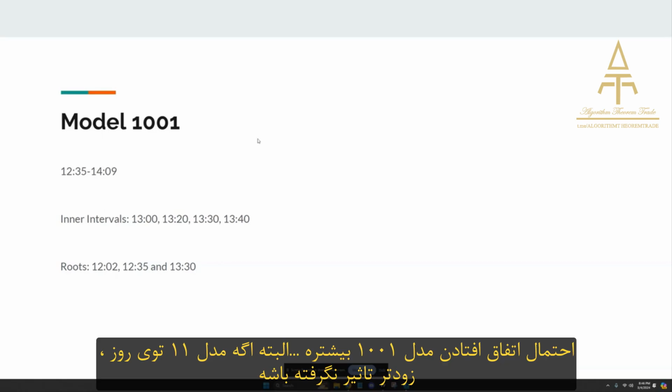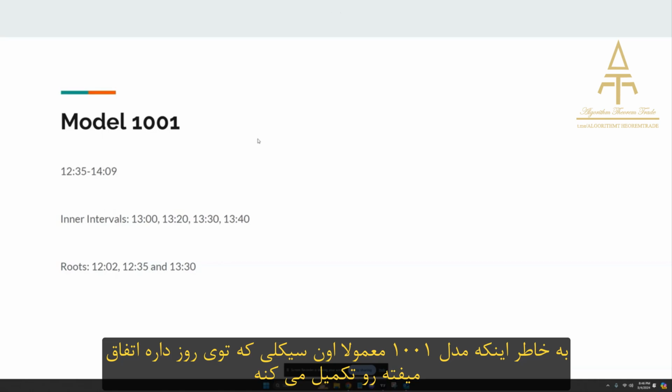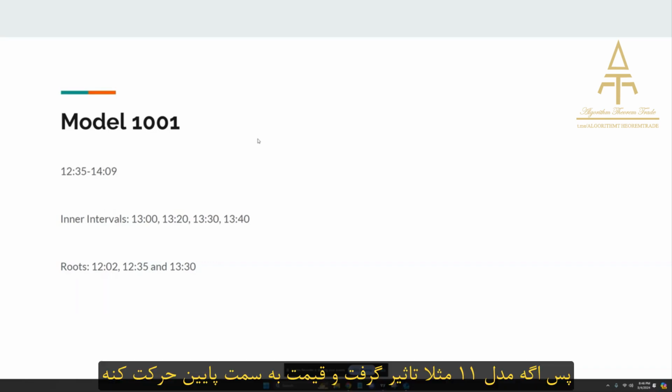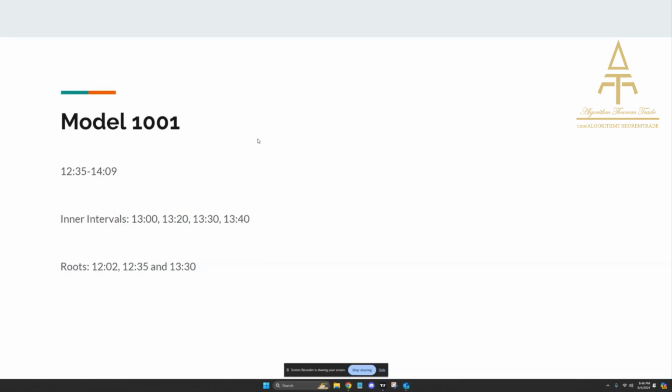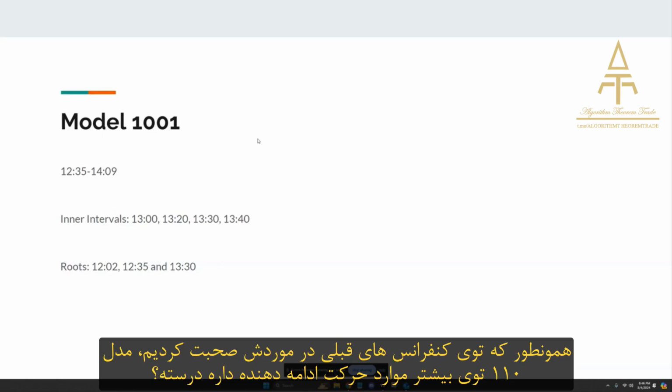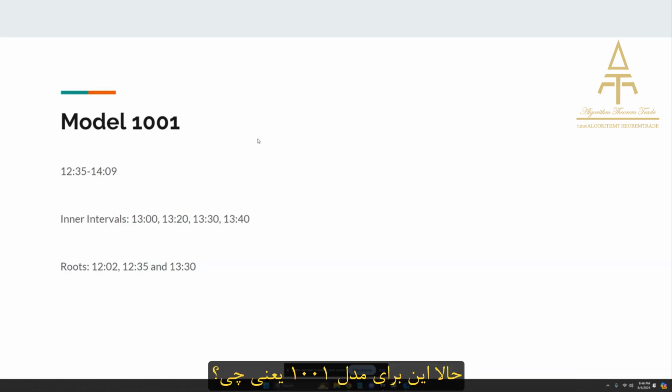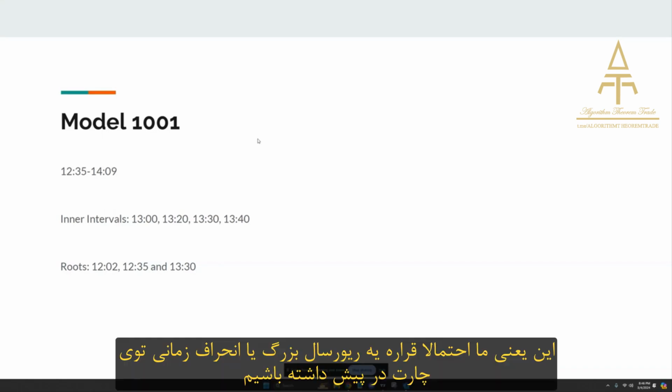Model 1001 is more likely to occur if model 11 is in effect from earlier in the day. Because usually model 1001 will complete that cycle that it's going through. So if model 11 took effect and there was a, let's say, significant move down, as we talked about in previous lectures, model 110 is just going to be used for continuation in most cases, right? So what does that mean for model 1001? The model after 110. That would mean that we get a large possible reversal or time distortion and chop.